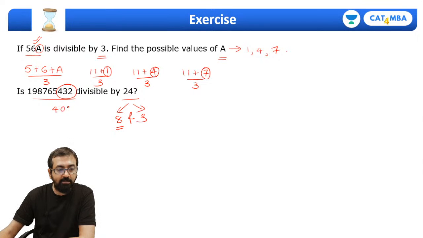So 432 can be written as 400 plus 32. Can I say 400 is divisible by 8? 32 is divisible by 8. So this 432 is also divisible by 8. Yes or no? So that means this complete number is divisible by 8.